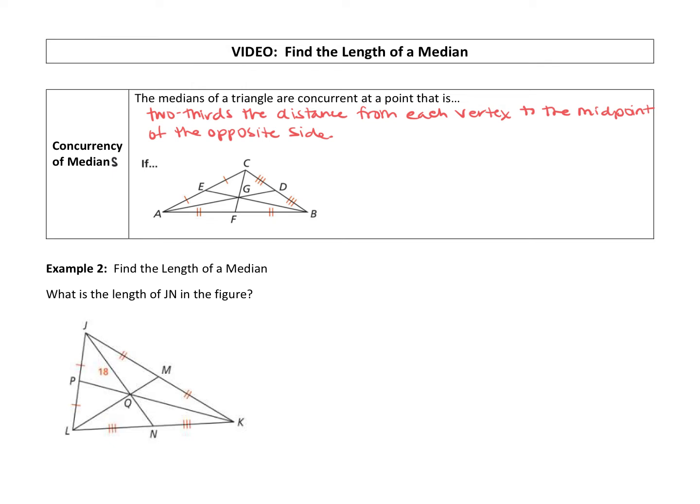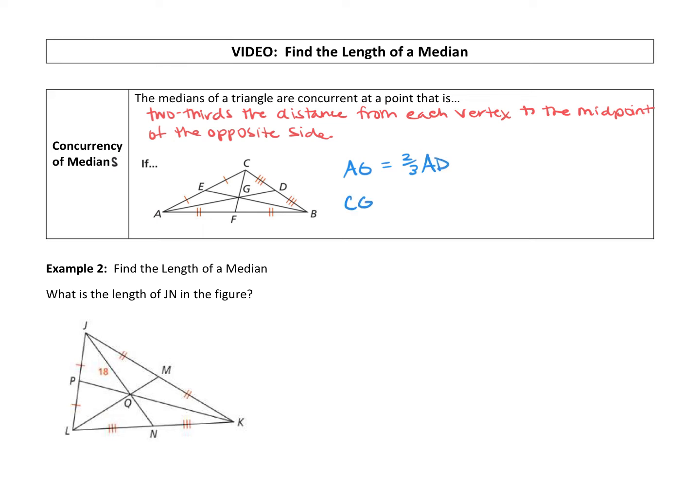Okay, so given this picture, what that means is that segment AG, so if you notice AG comes from the vertex, hits the concurrency point. So AG is equal to two-thirds of the entire median AD. So 2/3 times AD.